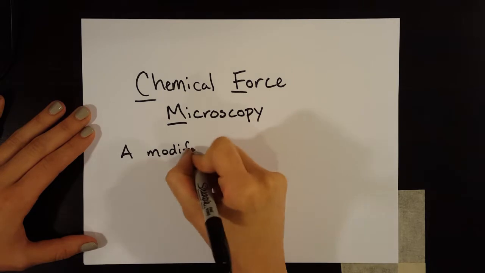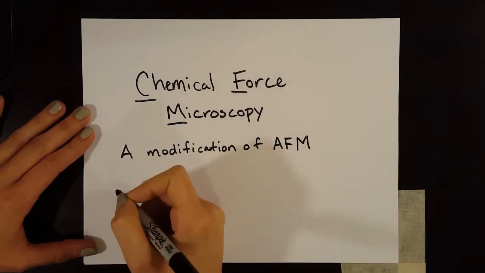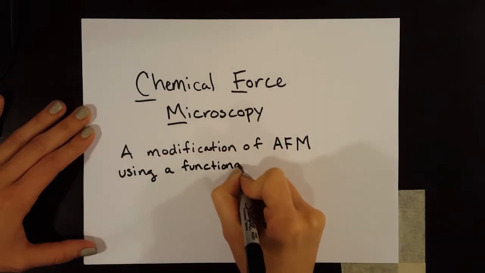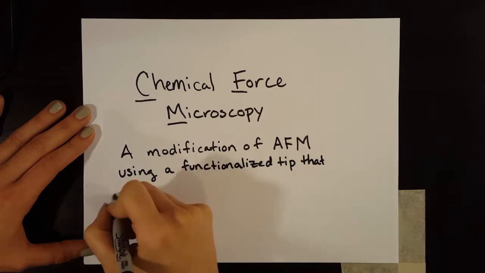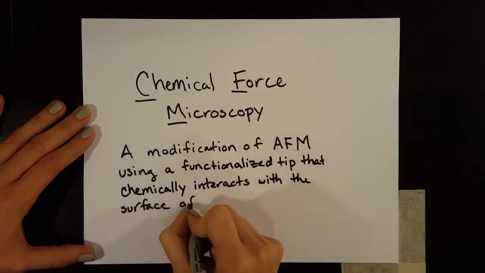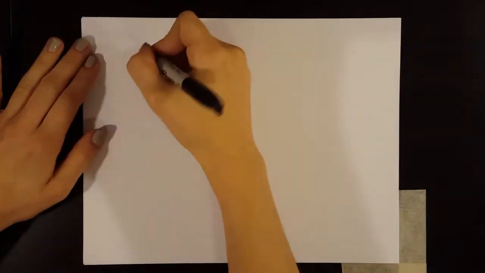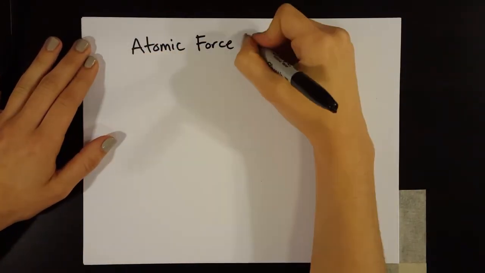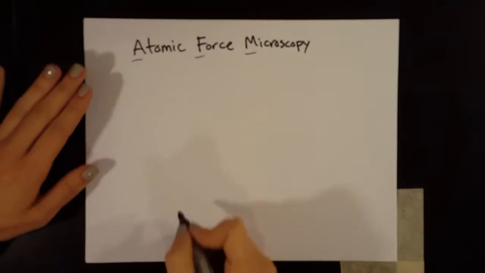Chemical force microscopy, or CFM, is a modification of atomic force microscopy that uses a functionalized tip that chemically interacts with the surface of a sample. Before we talk about CFM, we need to know a little background about AFM.